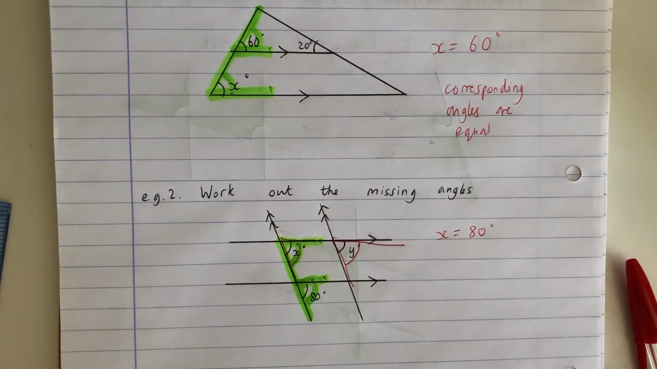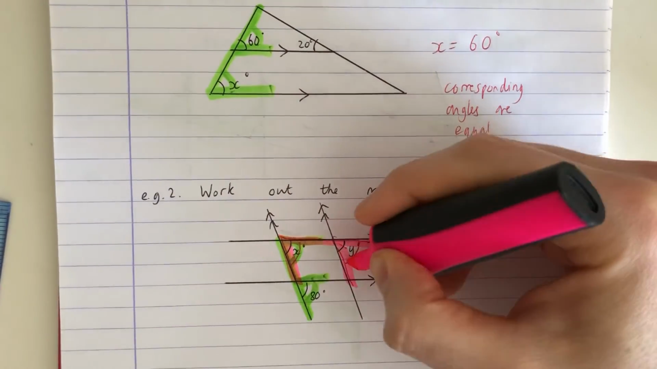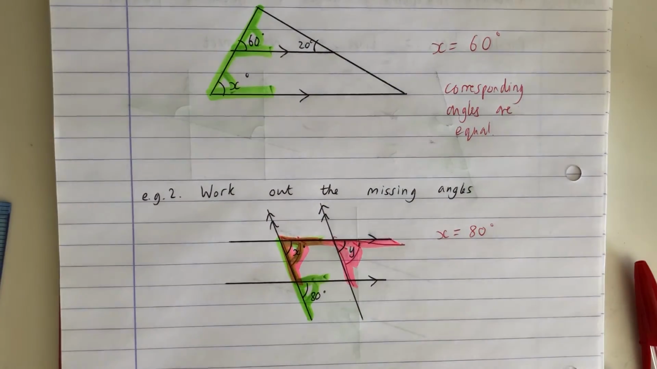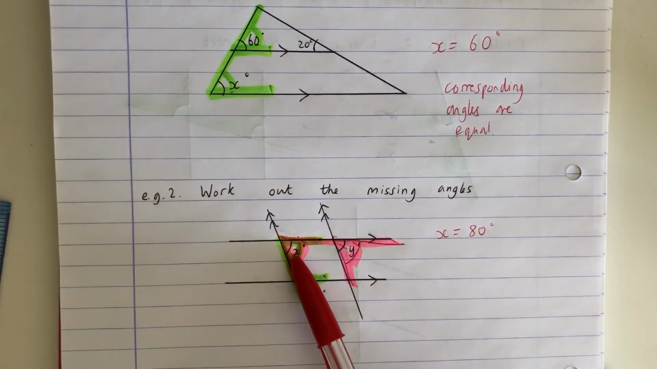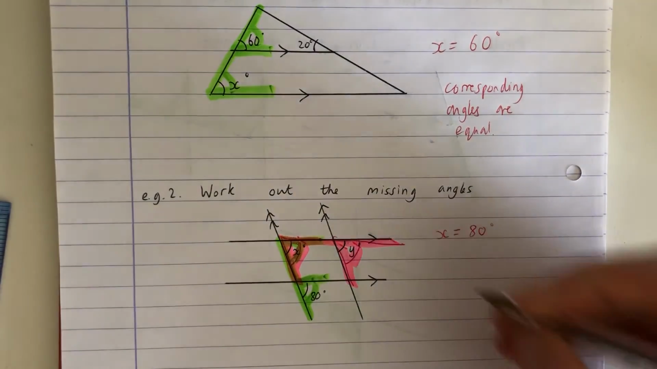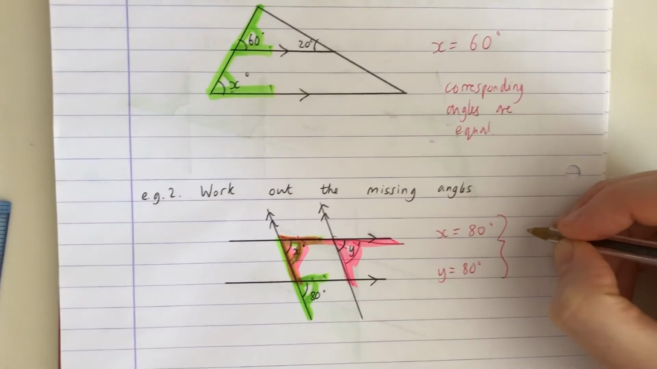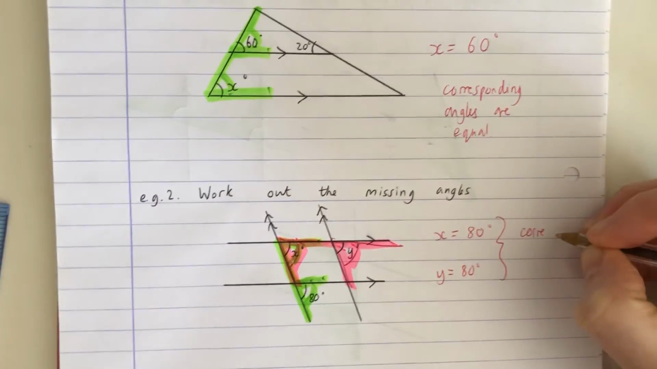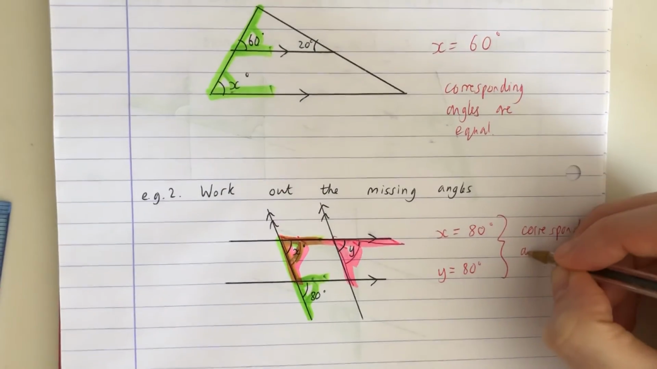Okay, so I'll try that with another highlighter. So there, there, there, F angles. And we've just said X is 80, so Y would also be 80 degrees. Again, both of those are corresponding angles.